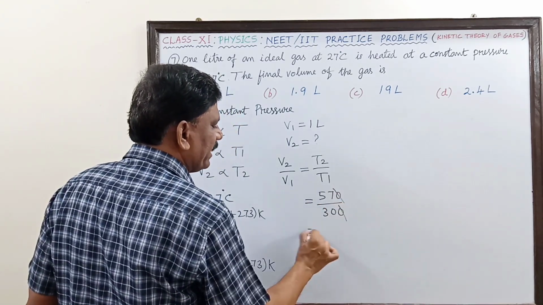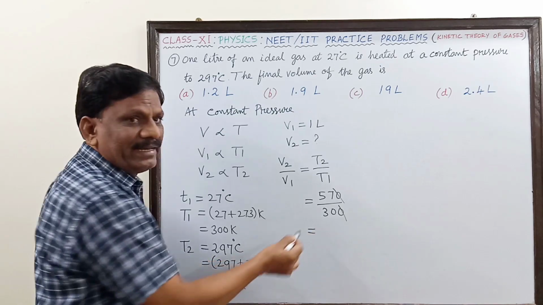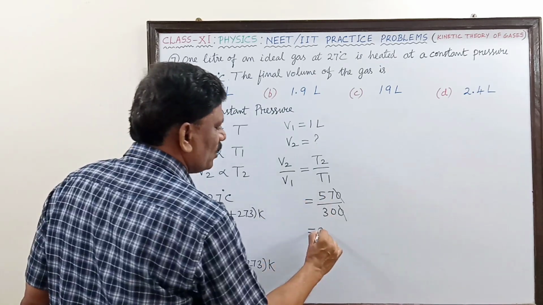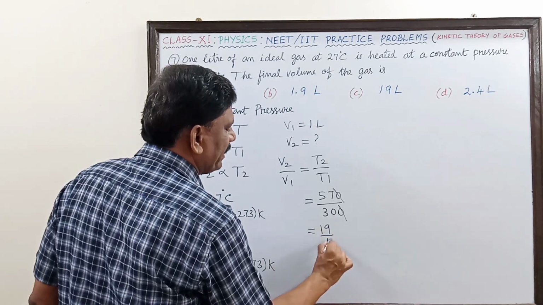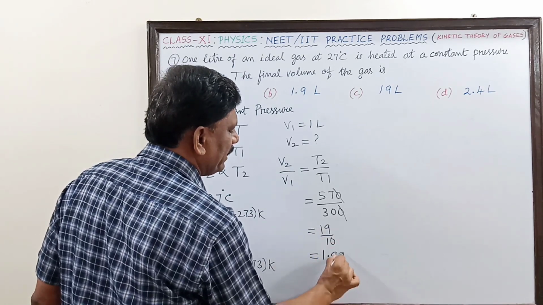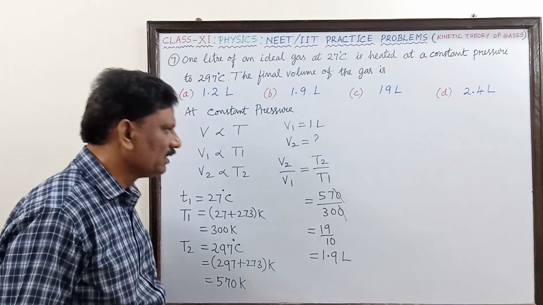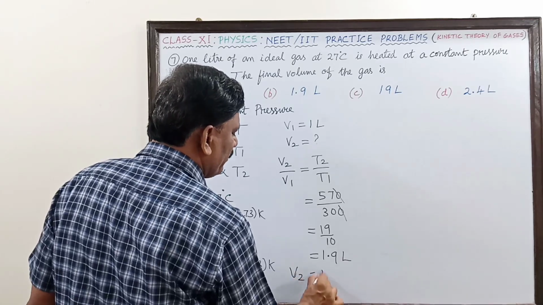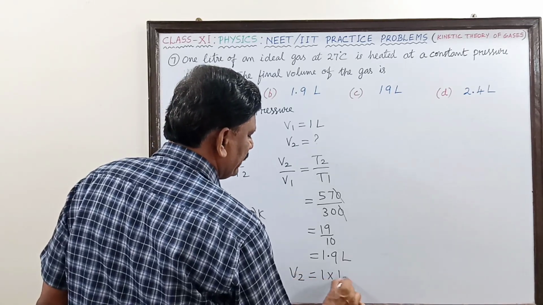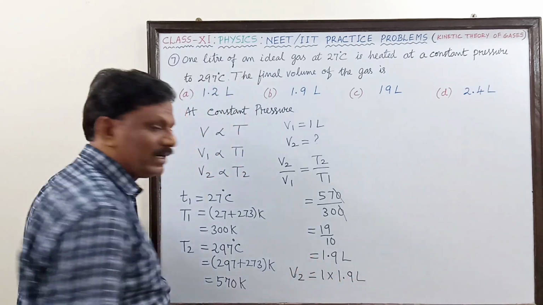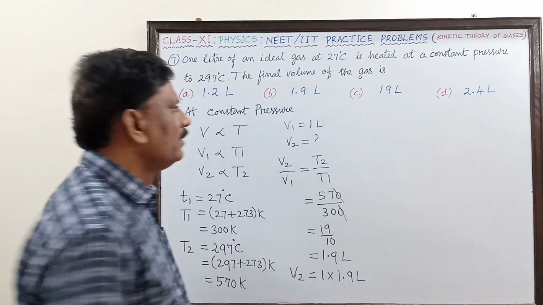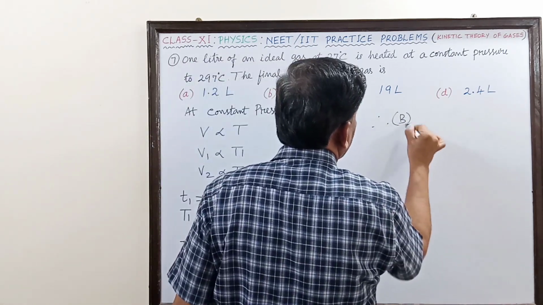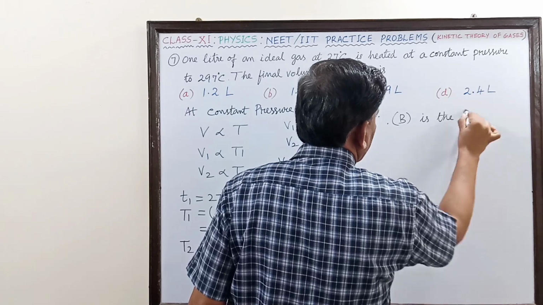So this 0 gets cancelled. Exactly, 19 3s are 57, and it is divided by 10. So this must be equal to 19 by 10, so this is equal to 1.9 liter. So V2 is equal to V1, V1 is 1 liter, into 1.9 is equal to 1.9 liter. Therefore, the correct option is B. So option B is the correct answer.